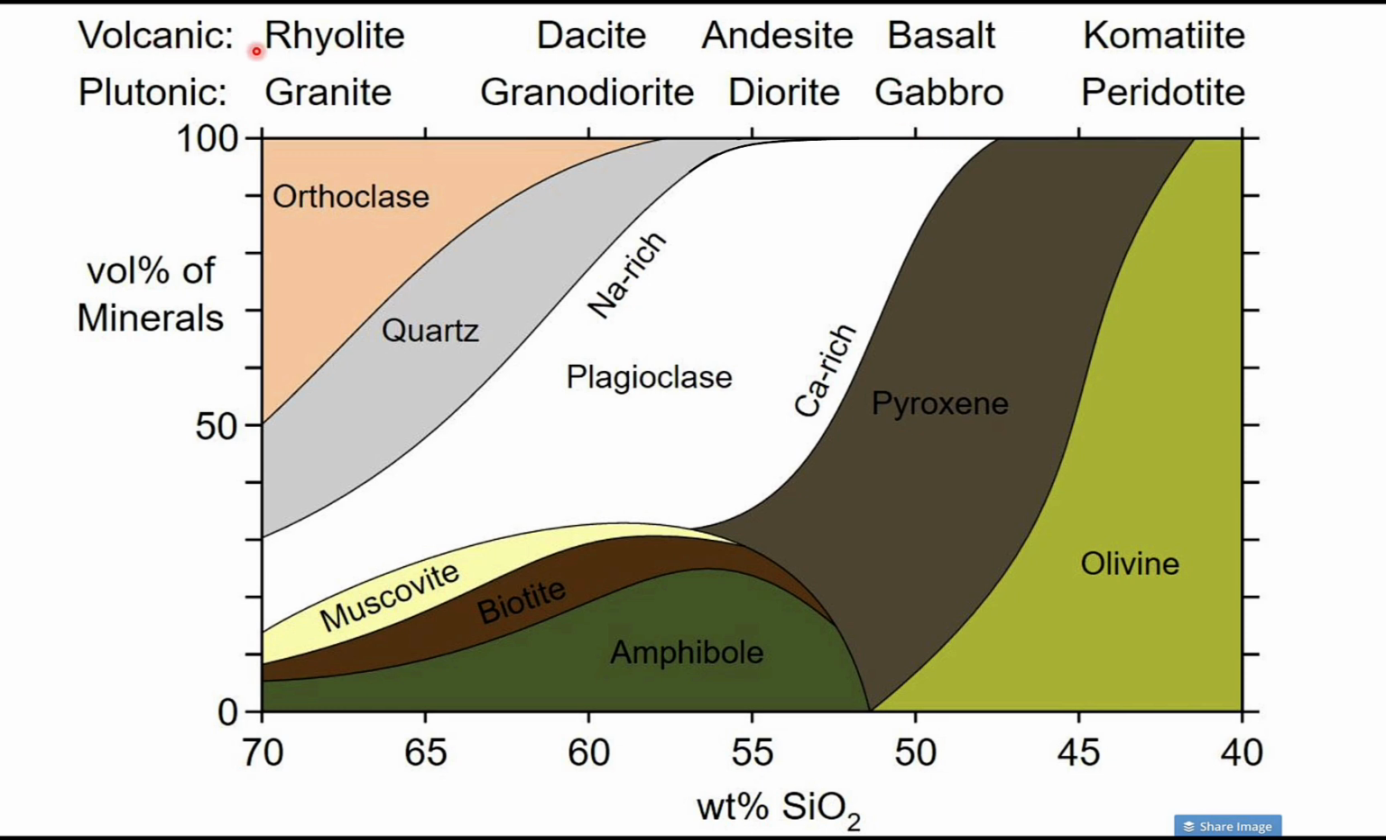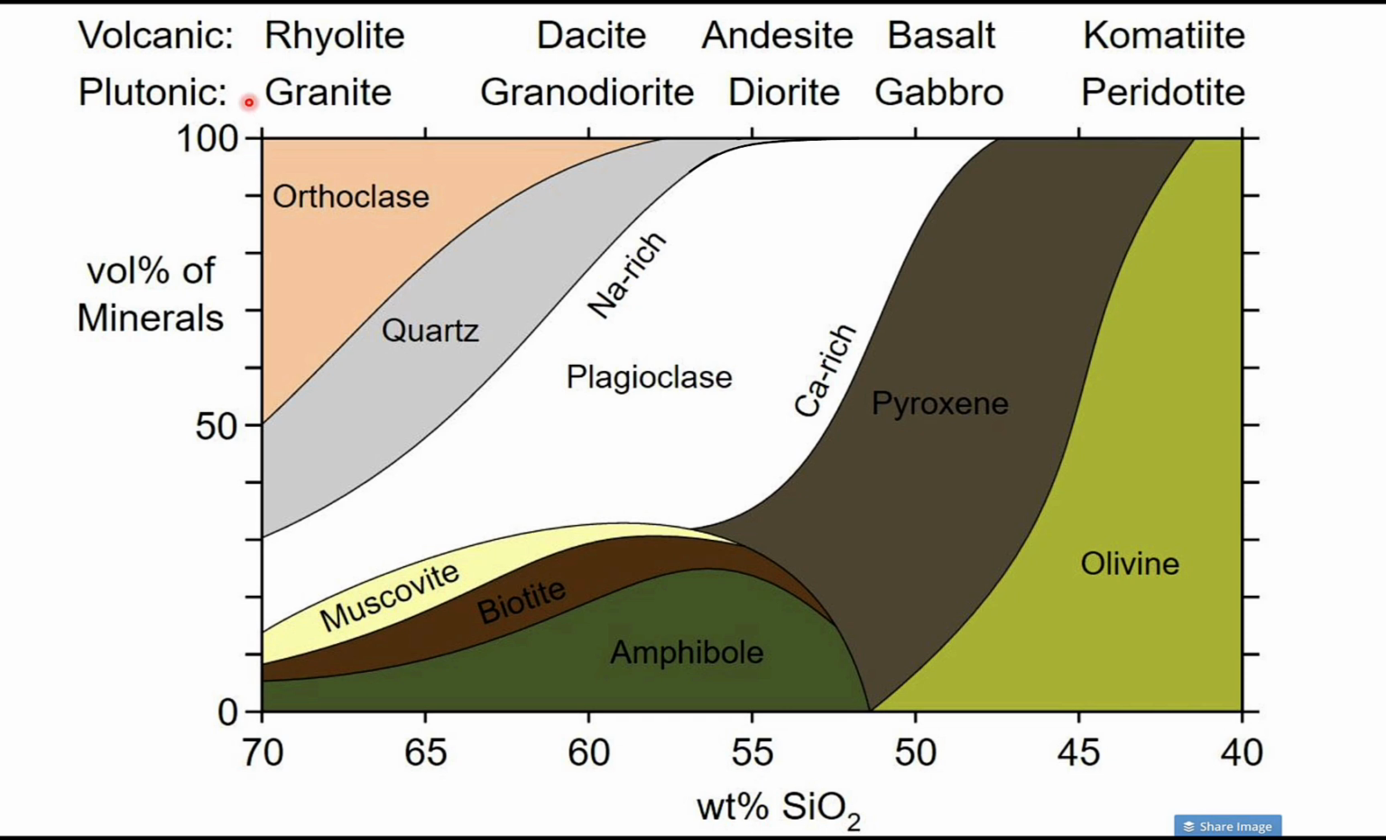And then above that, these top ones, rhyolite, dacite, andesite, basalt, these are the fine-grained extrusive versions. So when something is erupted onto the Earth's surface, it cools very quickly, so there isn't a lot of time for crystal growth, so you get a much finer grained material. So these are the intrusive and their extrusive equivalents at the top here.